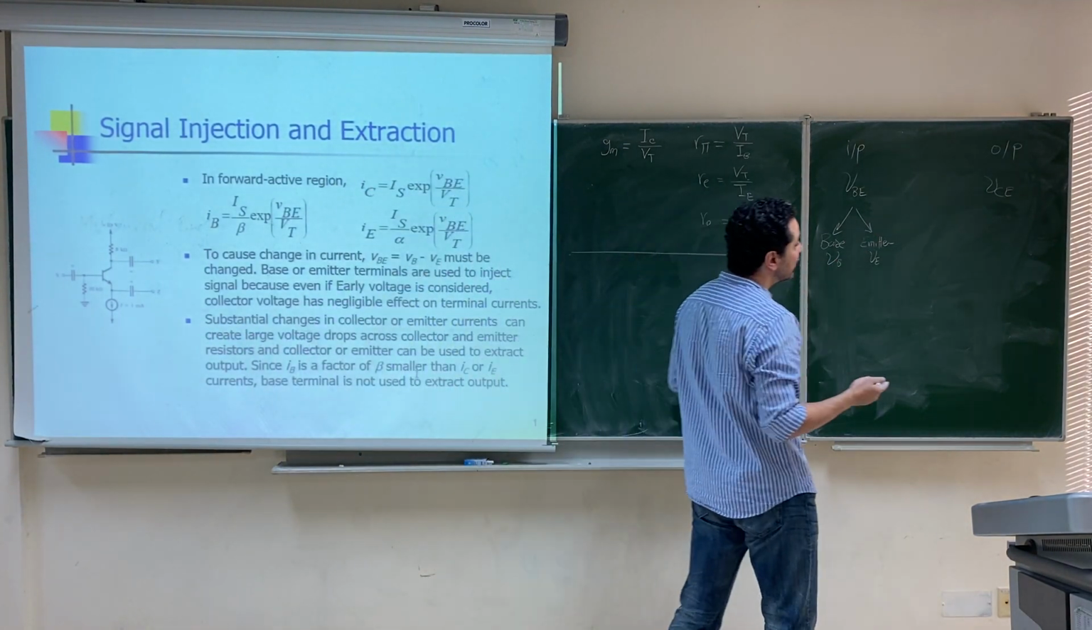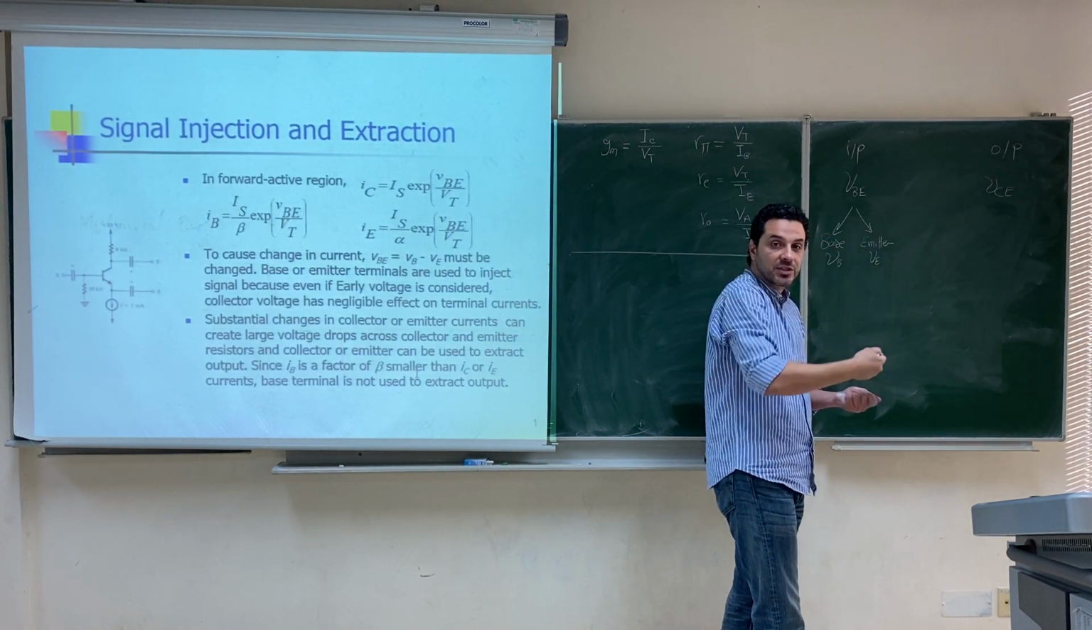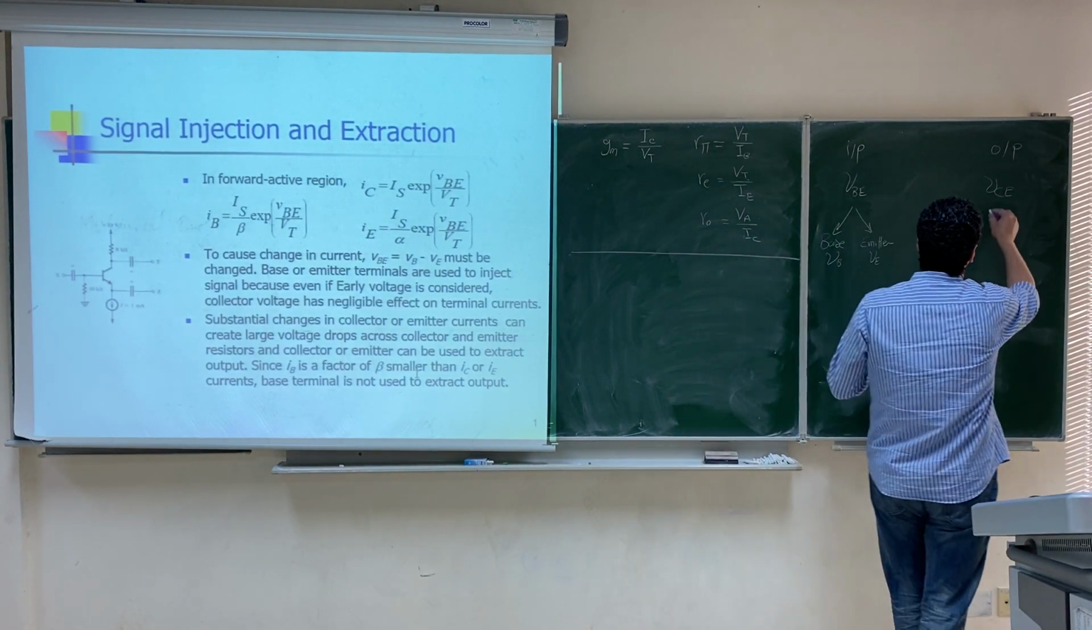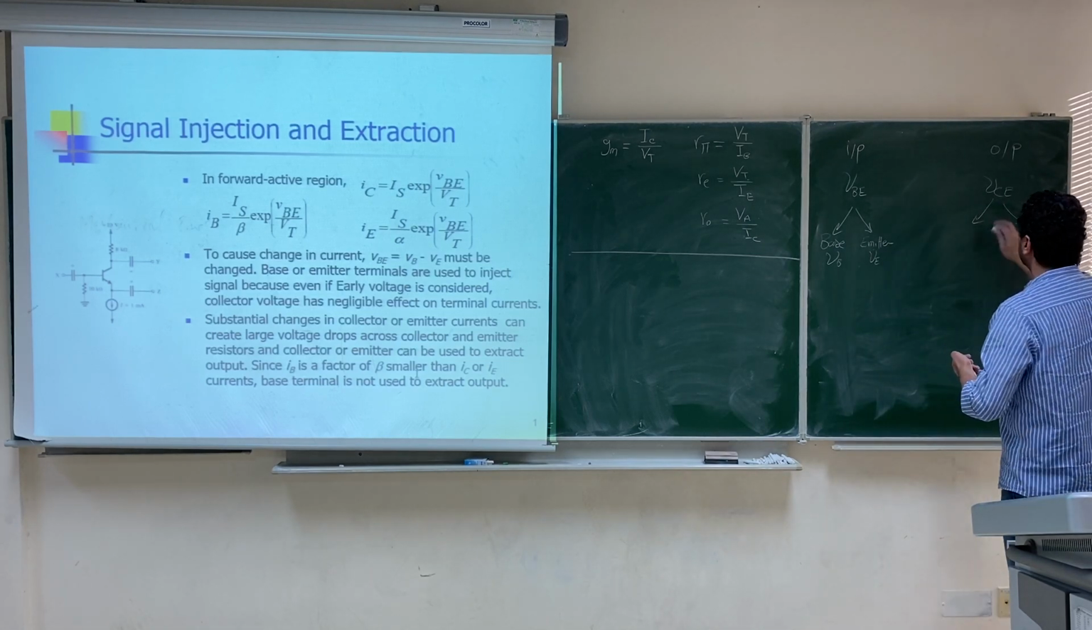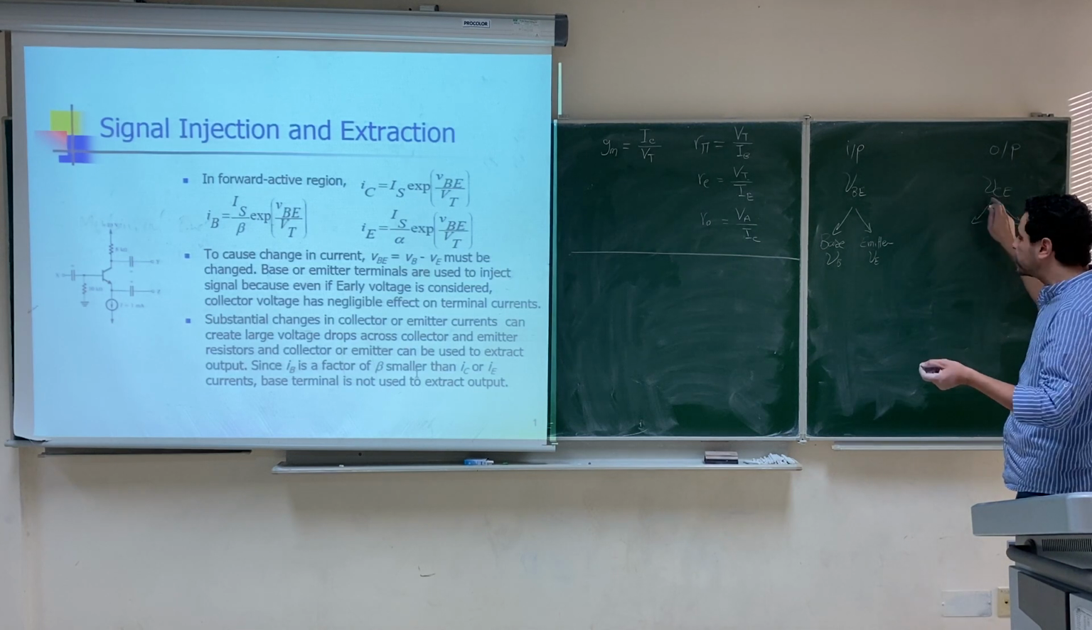For the output, in order to take the big change of your circuit, you have two options. Either you keep the emitter fixed and you take the change as the change in the collector.